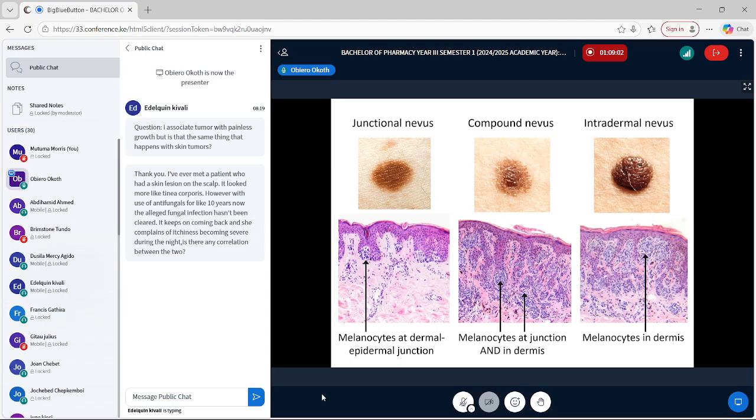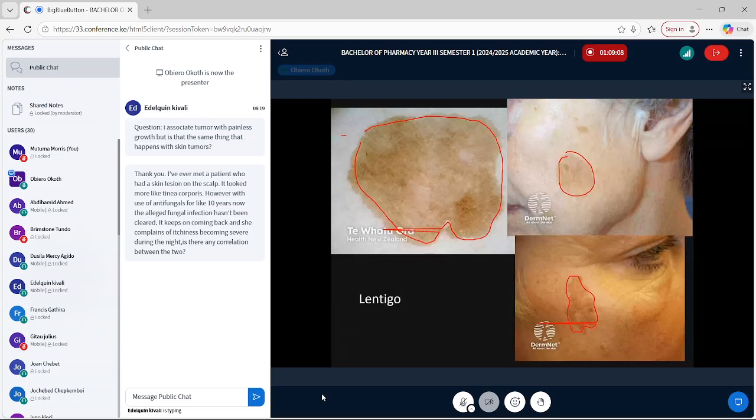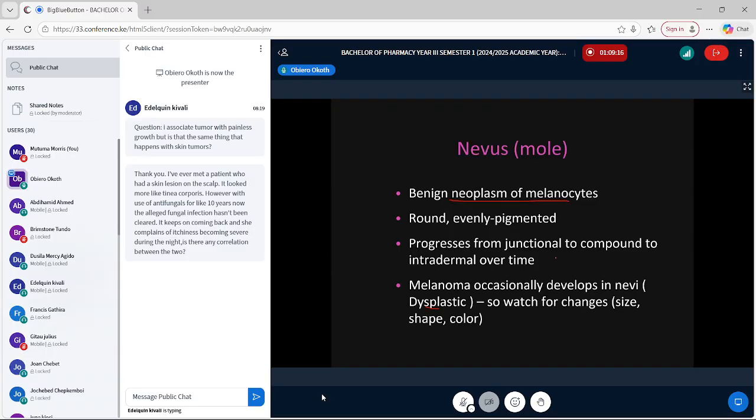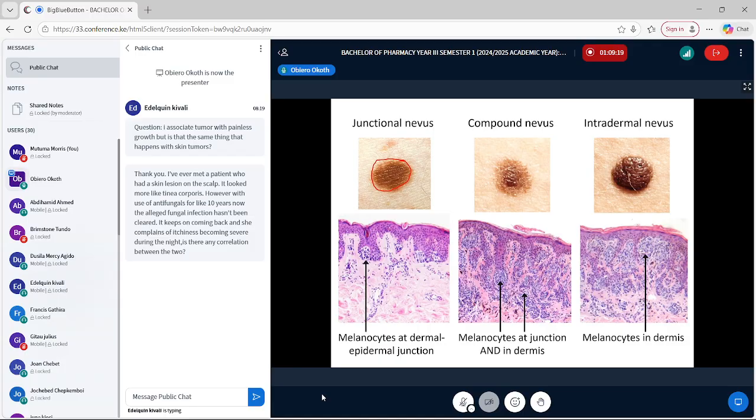So this is a junctional nevus. Again, remember, this looks the same as our lentigo. So the difference will be based on the clinical scenario and also on the biopsy, because on the biopsy, if I'm seeing melanocytes at the dermal-epidermal junction, then I know this is a junctional nevus.